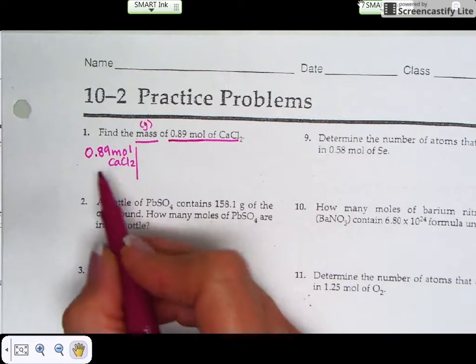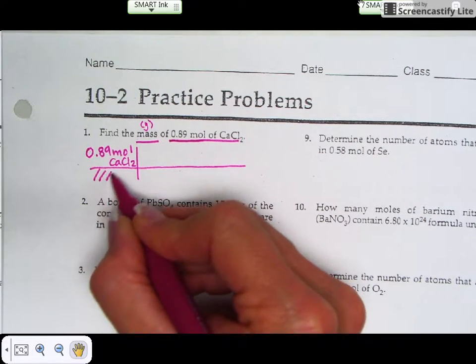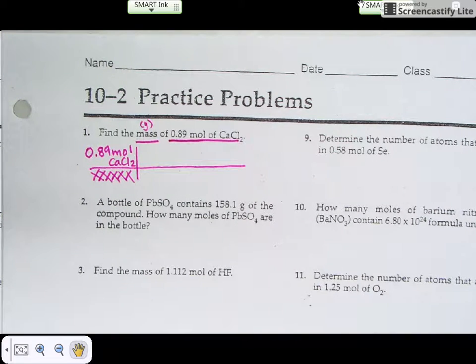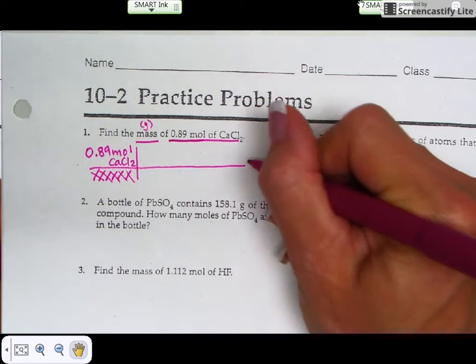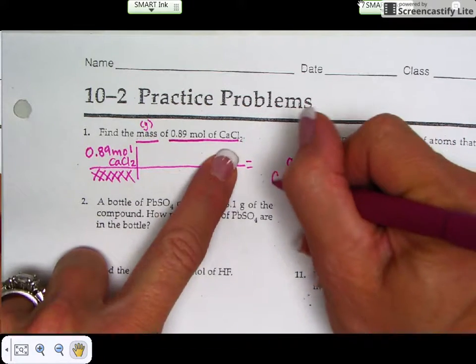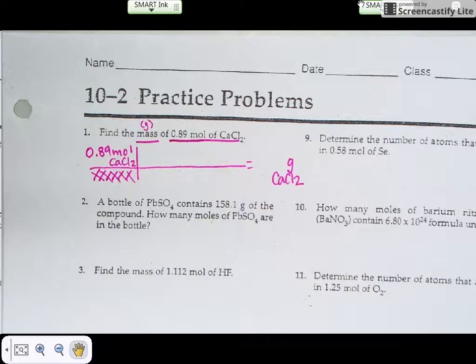I'm going to write that down because when we get into another chapter later on, we're going to be converting between different kinds of compounds. So it's a good habit to go ahead and get into writing down your formula for the substance mentioned. And it wants us to find the mass. So we're trying to convert to grams of the same compound, CaCl2. So we have moles. We know it's a one-step problem. We're trying to go to grams.